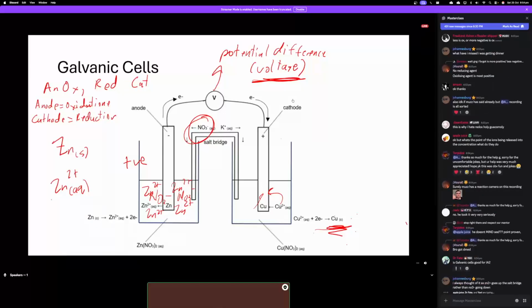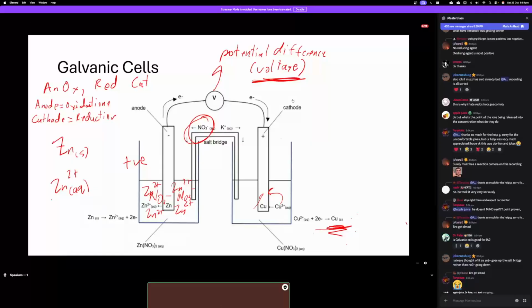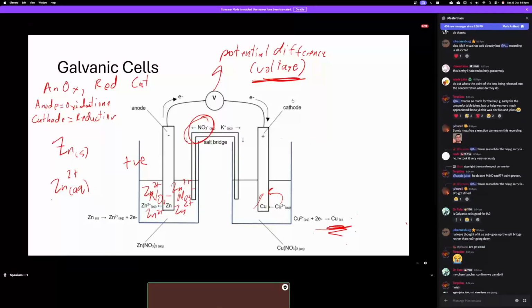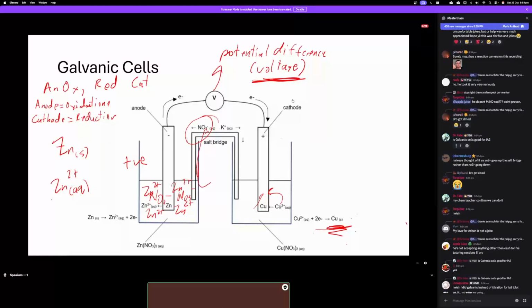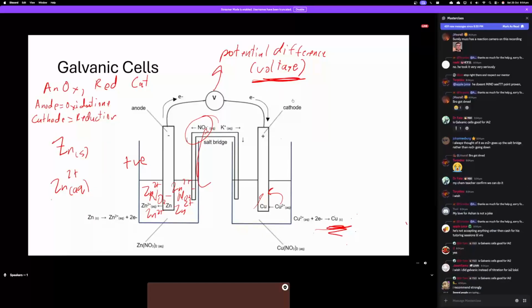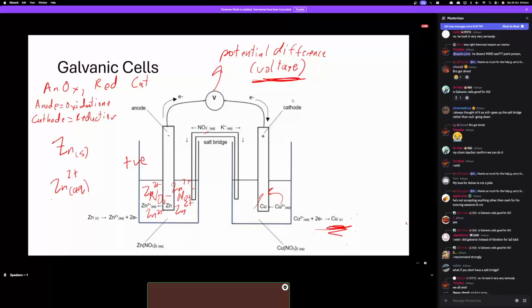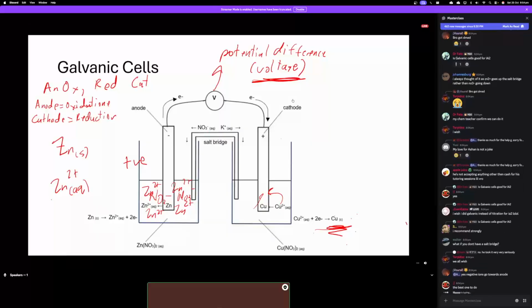The reason we want the charge to be neutral is the salt bridge. No, it's definitely NO3- going down the salt bridge. I wish I did galvanic instead of titration. Yeah, galvanic's really good for the IA2.